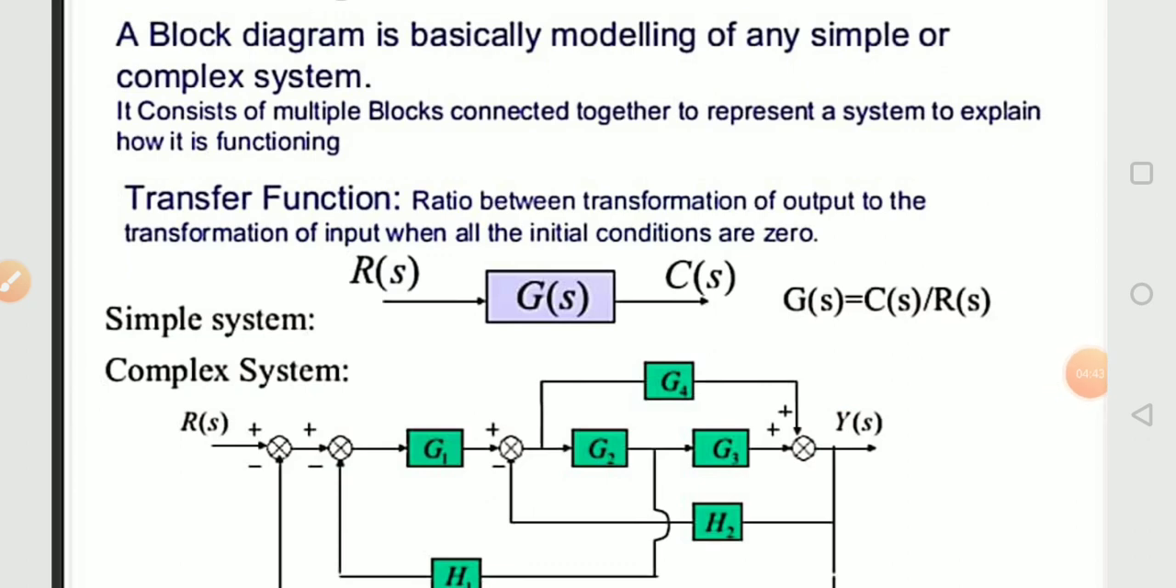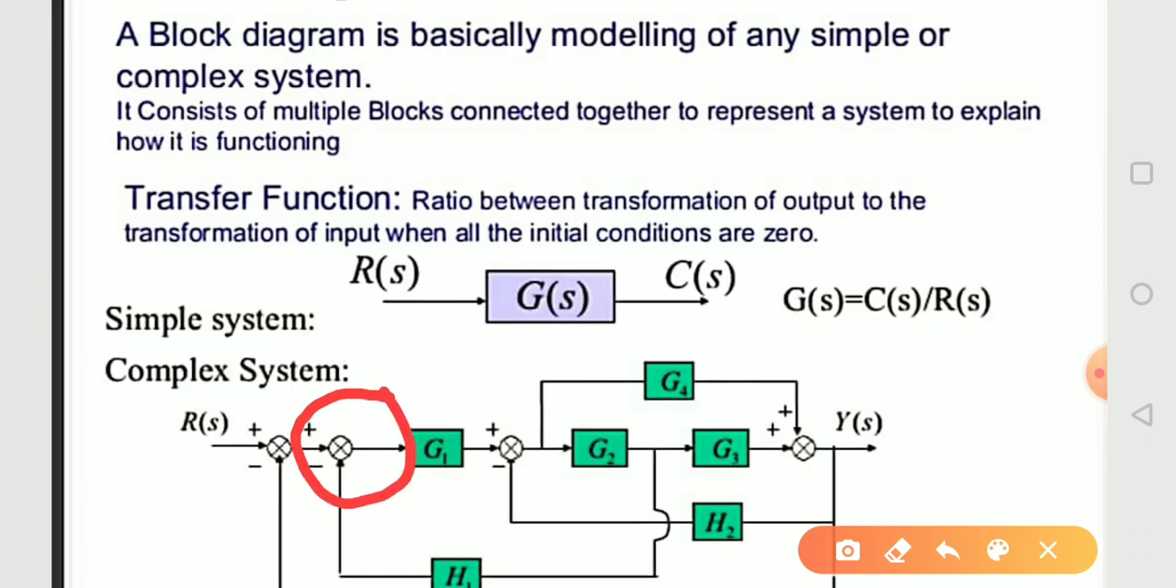Now the next is the summing point. The summing point is like this. It adds two signals and combines them. If there is some signal A coming from here and B coming from here, then the output will be A plus B.